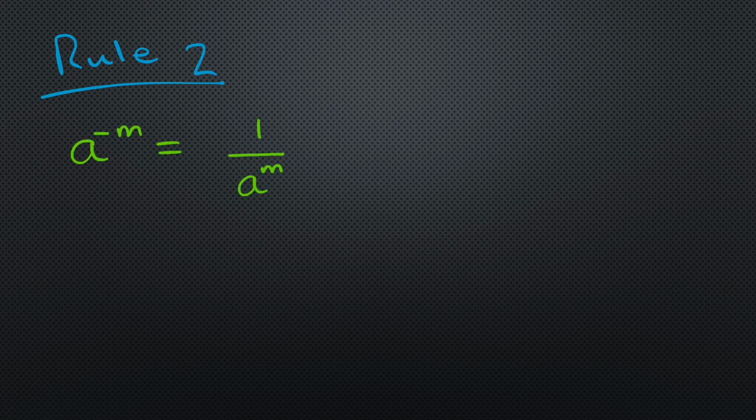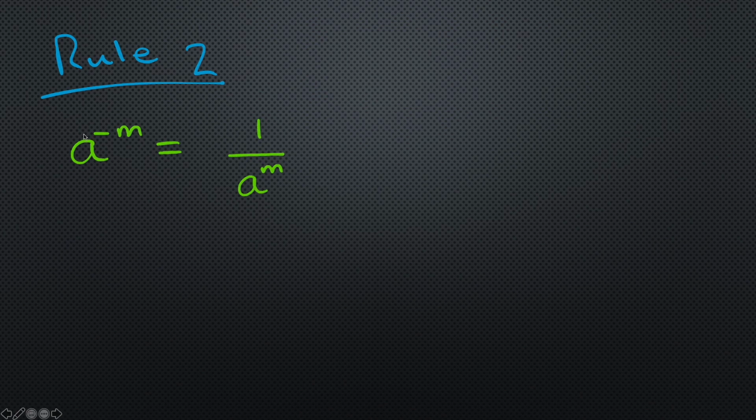And by the way, the whole point of learning these rules is because you have to use these rules in questions. In this lesson, we're looking at the first 2 rules, and in the next lesson, we will cover the remainder of these rules. So, our next rule is a to the power of negative m is equal to 1 over a to the power of m.